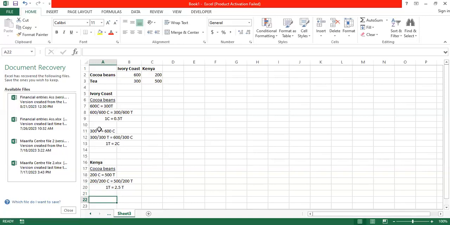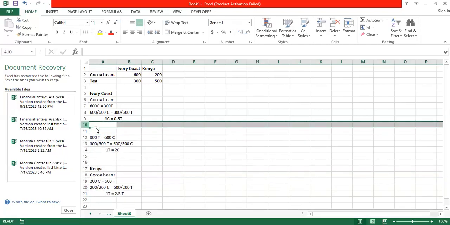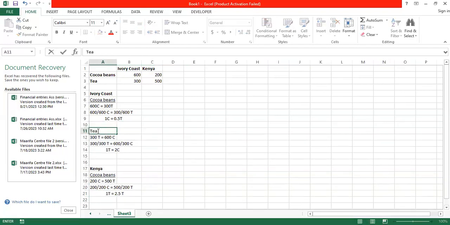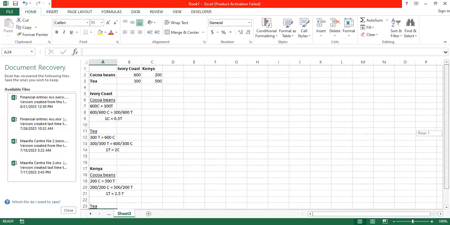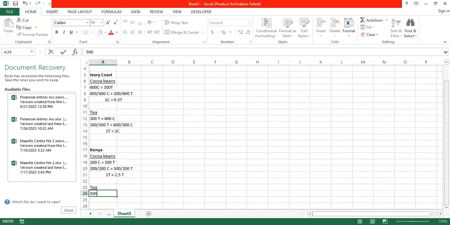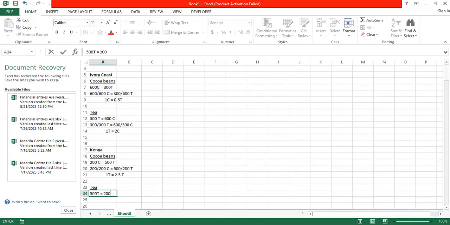And then we go to the other one, the T. With T, we say, so let me add T there. I think I forgot to add T as a heading there. Okay. Now we're going to T in Kenya. T in Kenya is 500. It's 500 T is equal to 200 C.